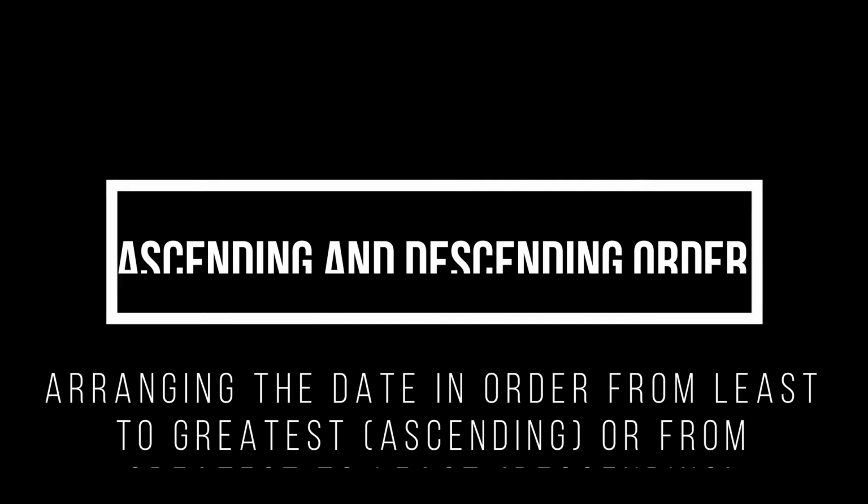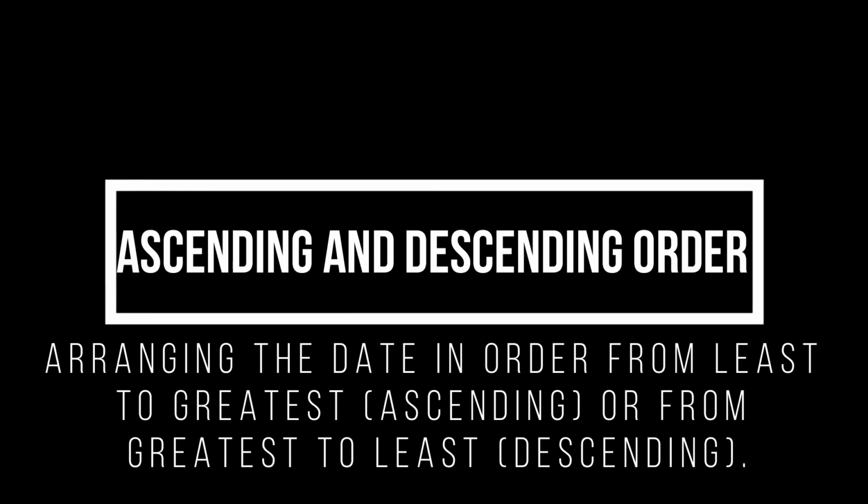First word we have here is ascending and descending order. All we got to do is arrange the data in order from least to greatest. If we start at the bottom, go to the top, kind of like a plane taking off, least to greatest, that is ascending. You're going up on the plane, you're ascending. If you are going from greatest to least, so if you're already in flight and you're going down to land, greatest to least, that is descending. So that's ascending and descending order.